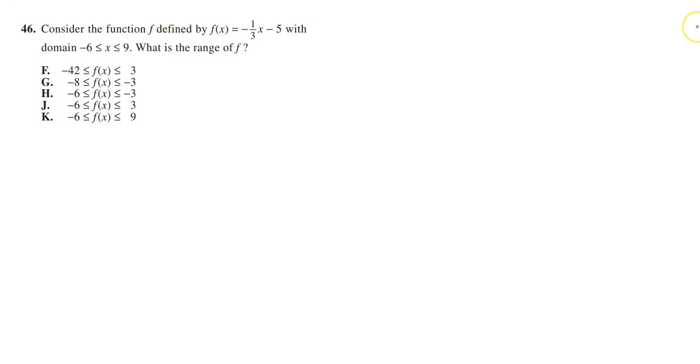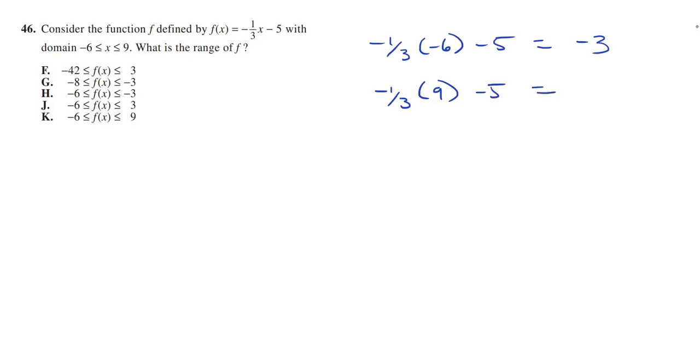Consider the function f defined by f of x equal to negative 1/3 x minus 5. With this domain, what is the range? So the easiest thing to do here is just plug in the values in the domain into the function and see what you get for your possible ranges. So negative 1/3 multiplied by negative 6 minus 5. This is going to be 2 minus 5, which is negative 3. And then negative 1/3 multiplied by 9 minus 5. This is negative 3 minus 5, negative 8.